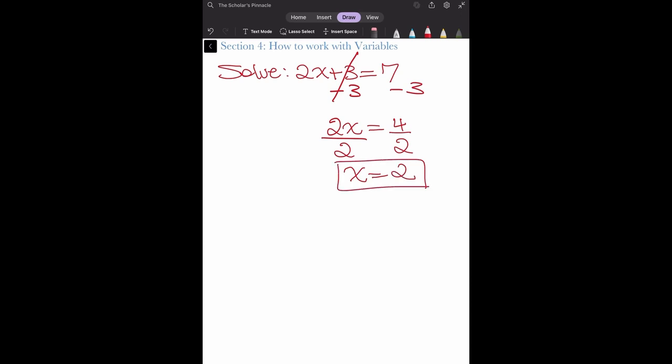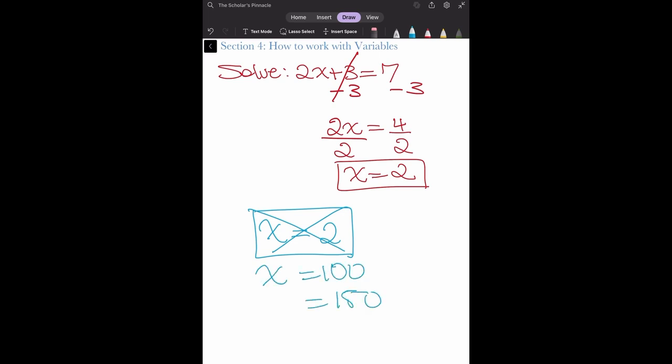Before you go, there are some common mistakes made in algebra. For example, I have come across a lot of students who think that x is equal to a specific value. Let's say x equal to 2, just like our previous example, and they think x is equal to 2 all the time. That is incorrect. x can be equal to 100, x can be equal to 150, x can even be equal to 2,000. So since it is a variable, it can change.